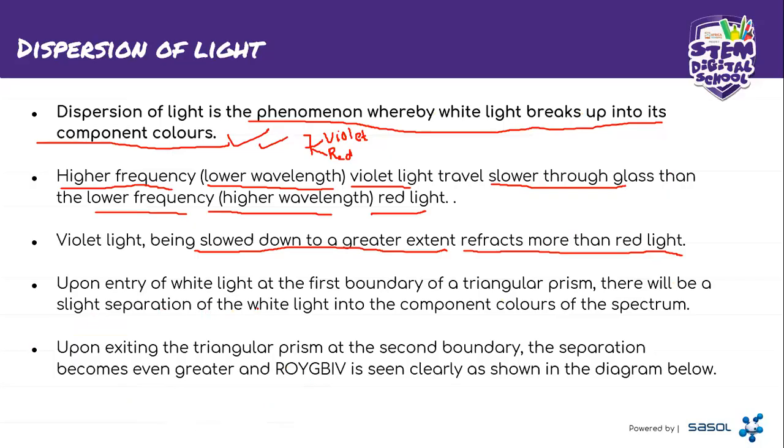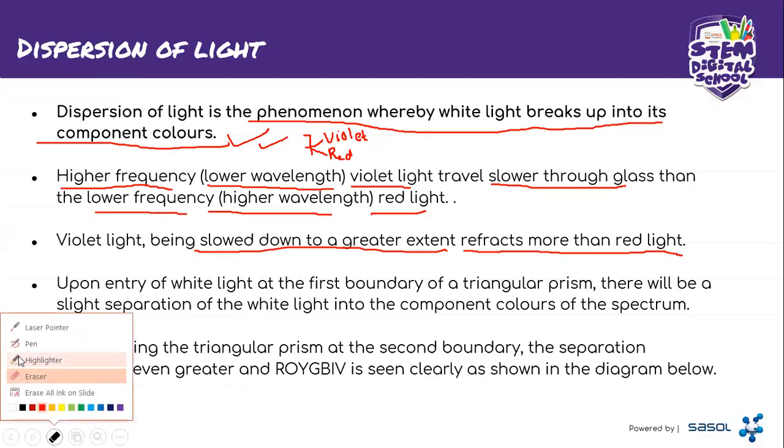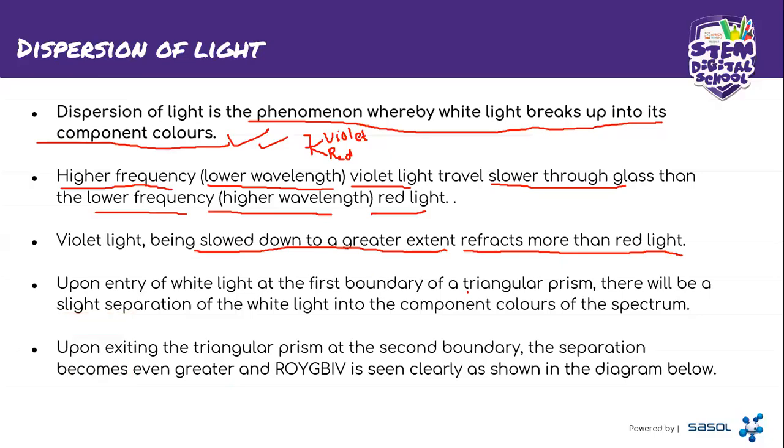Upon entry of white light at the first boundary of a triangular prism, right? My surface today is not so smooth and the pen isn't moving as smoothly. So when it moves through a triangular prism, meaning it goes from A to a triangular prism, there will be a slight separation of white light into the component colors of the spectrum.